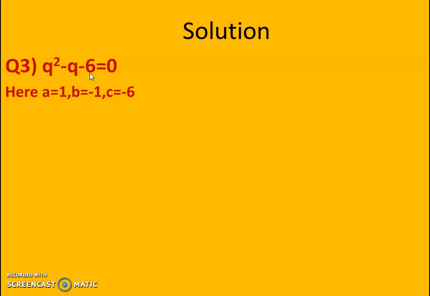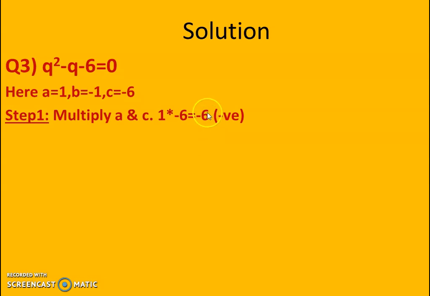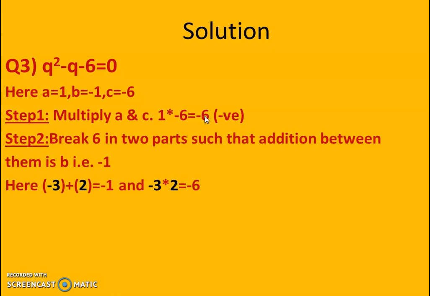So when we multiply a and c we will get -6, and this time we got negative number after multiplication. So it means when we divide this -6 in two parts, one part must be with negative sign. So here -3 and 2, when we multiply -3 and 2 we get -6, and that is the result after multiplication. And when we add -3 and 2 we get -1, and that is the coefficient of q and value of b. So here we have two parts, -3 and 2.